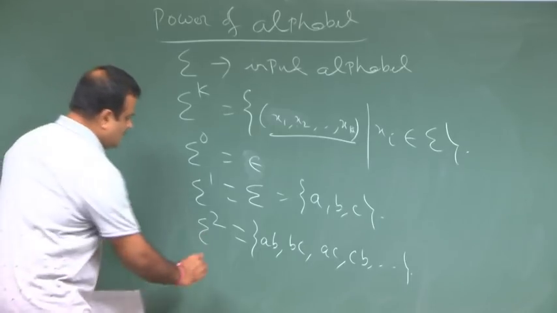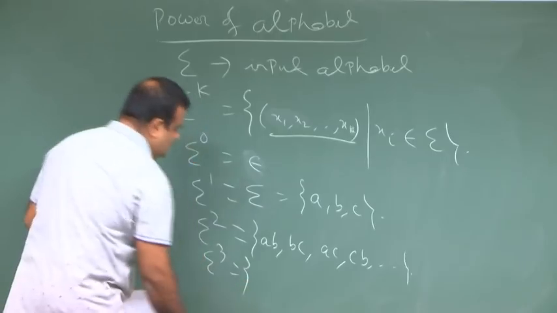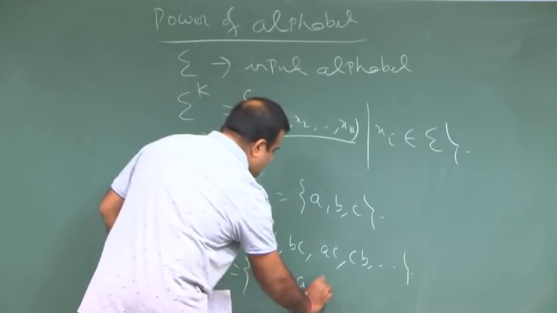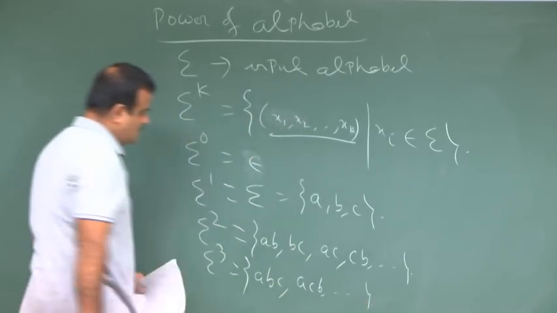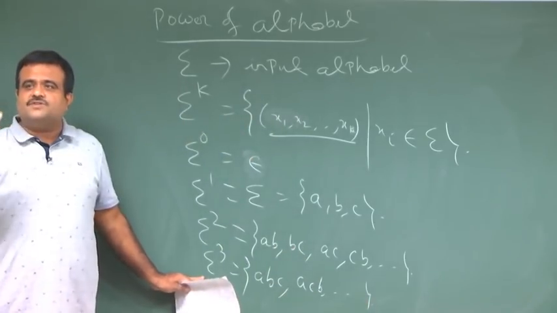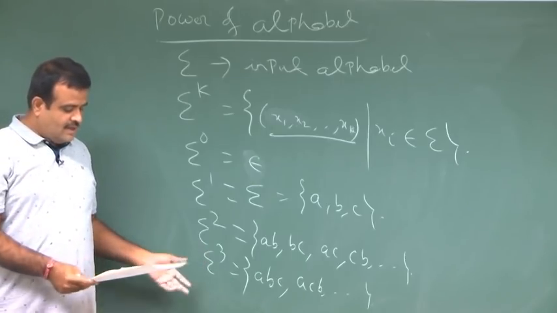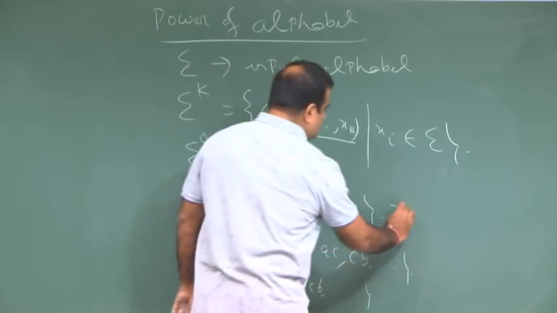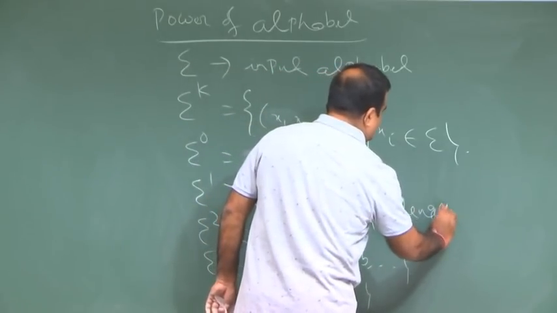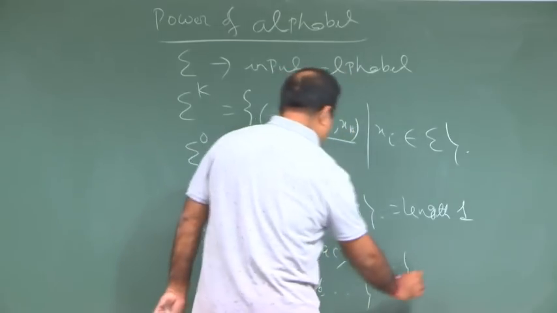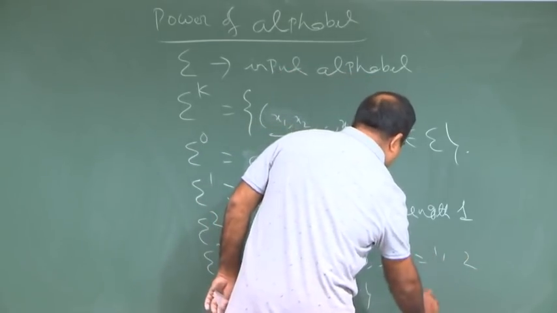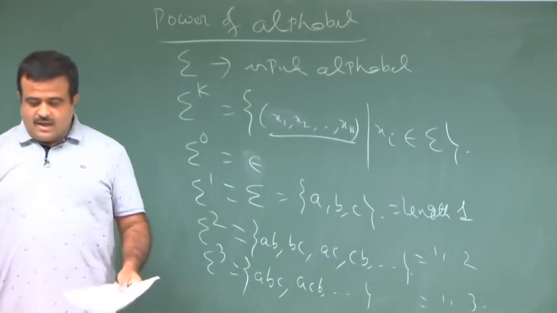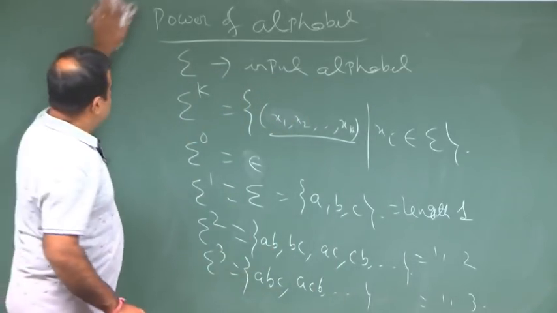And then we have all the three combinations, ABC, then ACB, like this. So, all the strings of length 3 using the same alphabet. So, this is of length 1, this is of length 2, this is of length 3. This way. Now, we define sigma star.